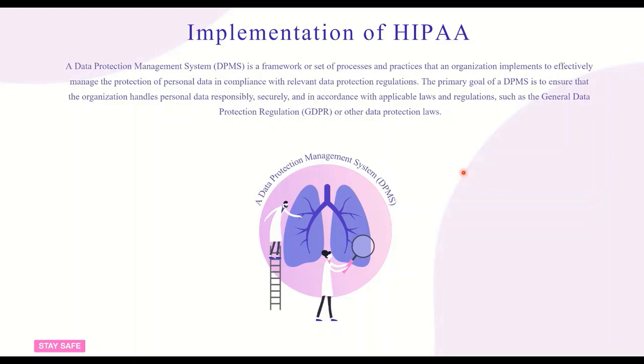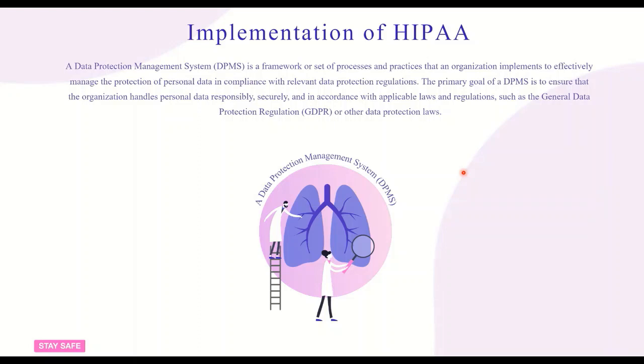It is a structured framework consisting of a set of processes and practices that an organization can implement to comply with various data protection regulations like HIPAA. So please understand that DPMS is not just for HIPAA. When an organization establishes this data protection management system, they need it for getting compliant with various data protection regulations. For example, there's GDPR for European citizen data, there is HIPAA for the US, and now there is the Digital Data Protection Act for India.